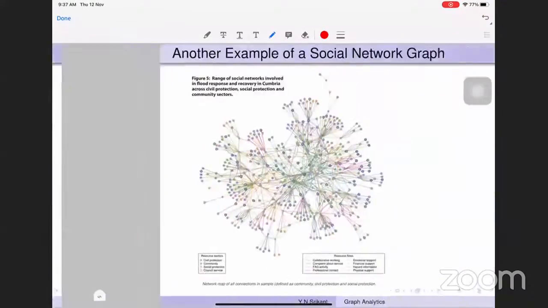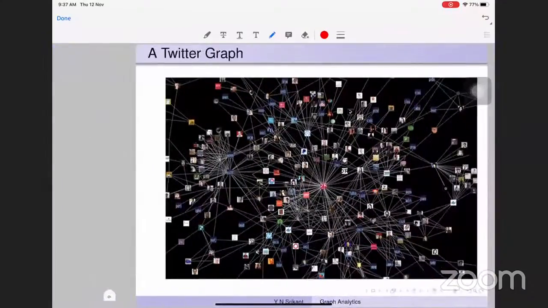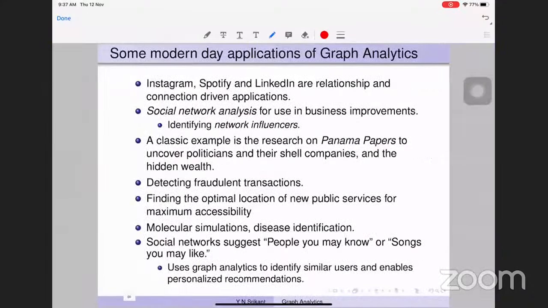What is special about today? Why is it becoming very important? Today, our very well-known applications such as Instagram, Spotify, LinkedIn, these are all actually graph analytics applications. They are relationship and connection-driven applications based on graph analytics. Social network analysis is a big buzzword. And what is its use? Its use is in business improvements.